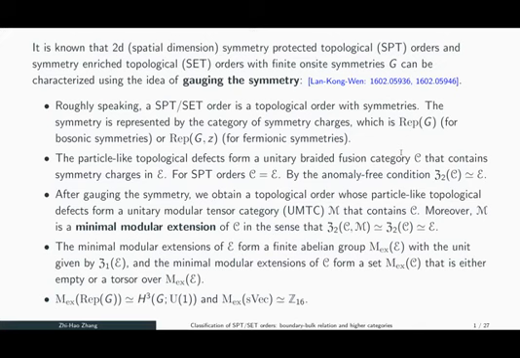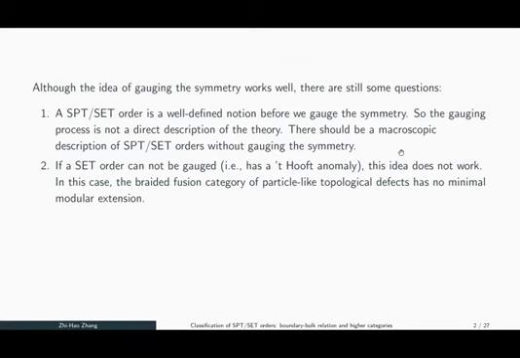Okay, so these are what we have known in the last week. But although the idea of gauging the symmetry works very well, there are still some questions. So the first problem is that an SPT or SCT order is a well-defined notion before we gauge the symmetry. The gauging process just produces another topological order that is not this SPT or SCT order. So this gauging process is not a direct description of the theory. So there should be a macroscopic description of SPT or SCT order without gauging the symmetry.